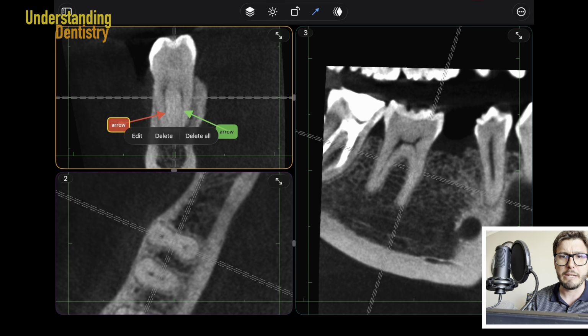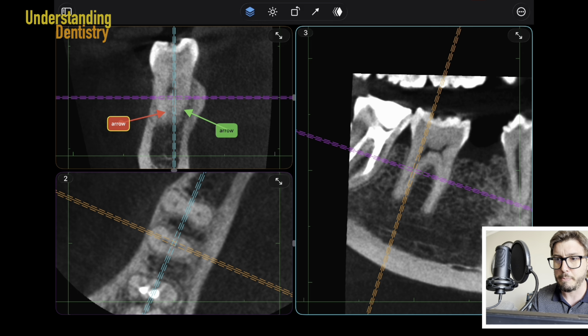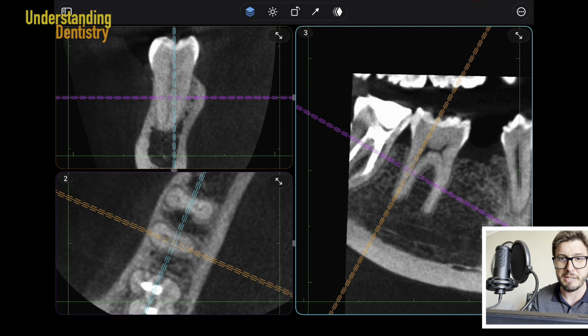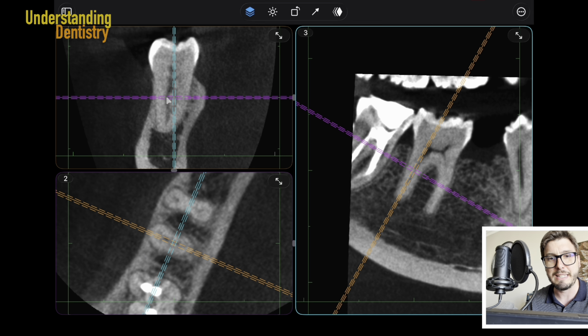And then if you want the diagnosis of the distal root as well, then of course make all the axes parallel to the distal root, or perpendicular in the case of the axial plane, of course. And there you have it. That's the distal root canal here.